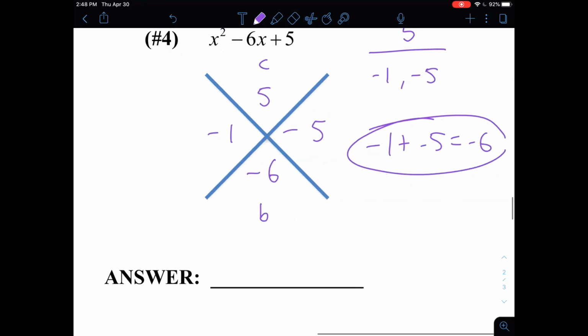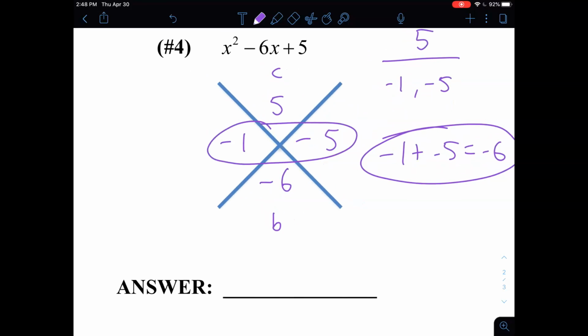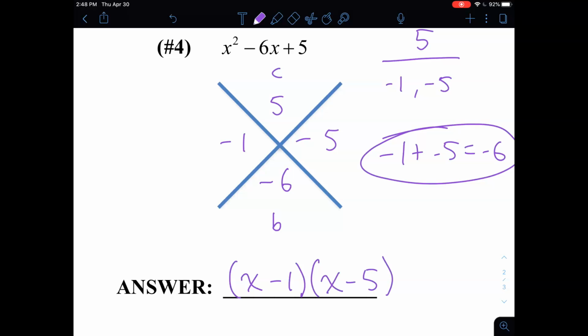And now our final answer, again, we're not going to just put, if you put this down, I'm going to point and laugh at you like I talked about in class, okay? That's not the answer. The answer is going to be x, whatever this number is going to go in there. If it's just a positive, you just put a positive. But it's going to be x minus 1 times x minus 5. And that is our final answer.